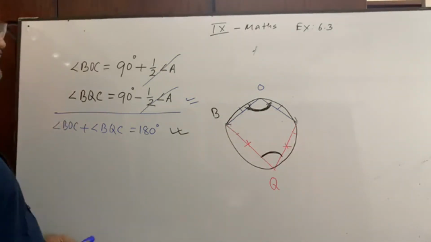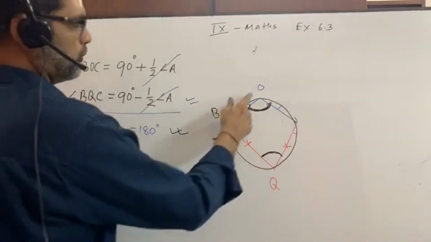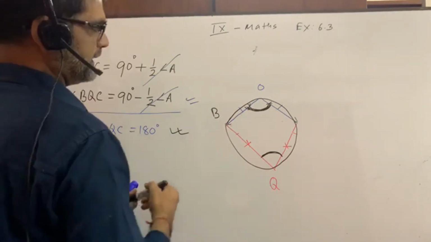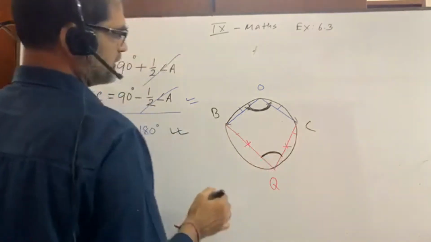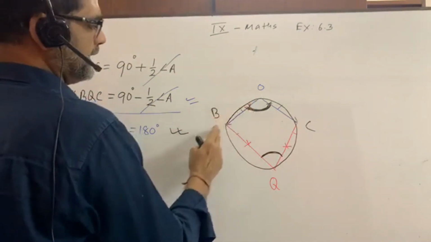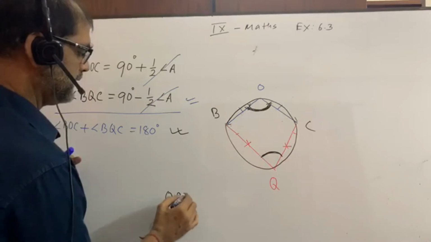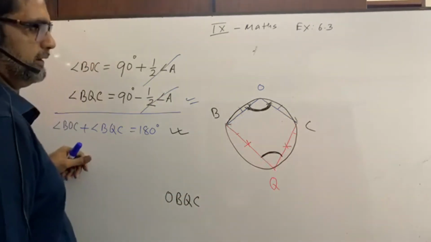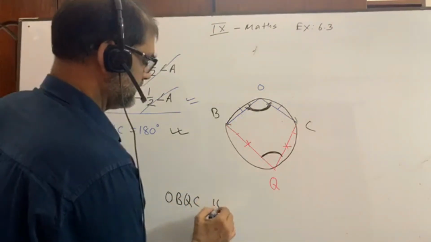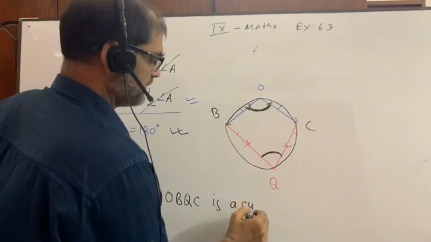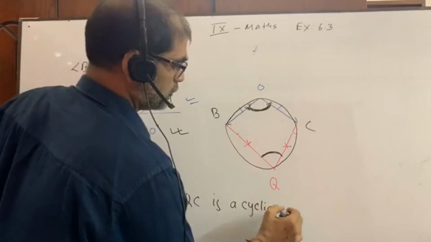Now what comes? That is OB. Suppose it was C. Now you see, OBQC. You write down OBQC is a cyclic quadrilateral.